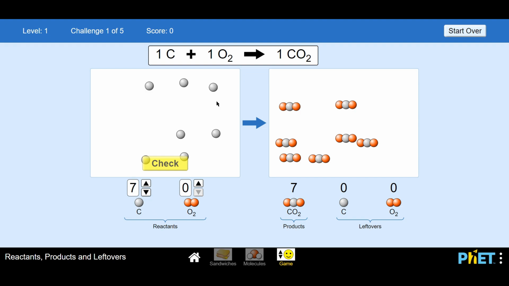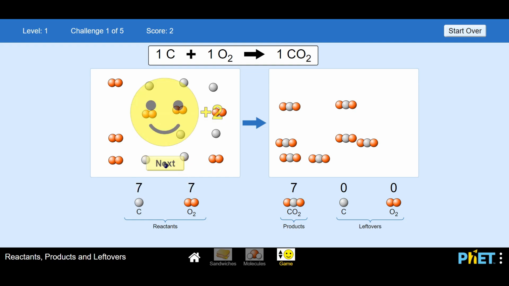Now, if I remember that oxygen is a diatomic molecule, for every 2 oxygens over here, I would have only 1 oxygen molecule on the left. I see again 1, 2, 3, 4, 5, 6, 7 pairs of oxygen atoms. So on the left-hand side, I need 7 oxygen molecules. Once I think I've got it correct, I can click check. And if I've got it right, then a smiley face will appear and I can click next.